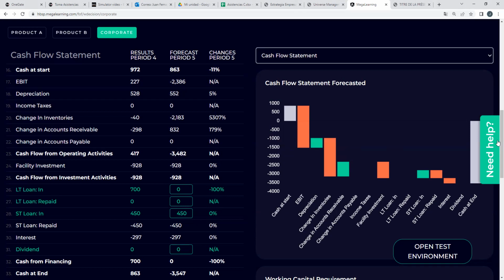When we are at the corporate level, we have decisions with long-term loan in, this is to ask for a credit with the bank. Long-term loans repaid, this is to pay the debt with the bank, totally or partially. And we have another type of loan, but in this case it is a short-term loan, and you cannot repay that one because you have to pay that immediately. This is why the name is short-term loan. And there's another one which is dividend.